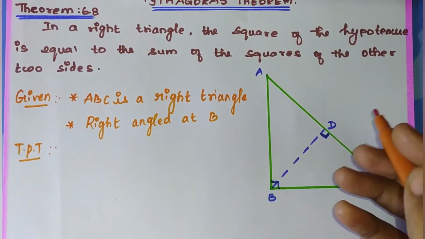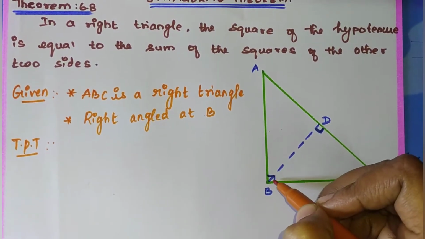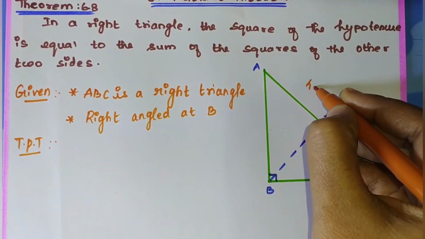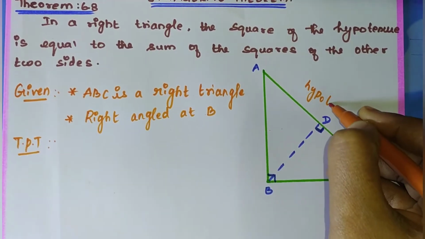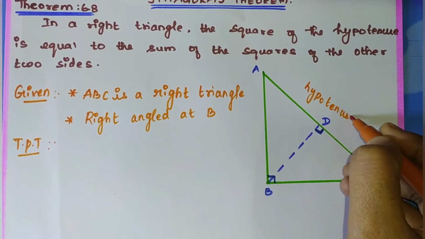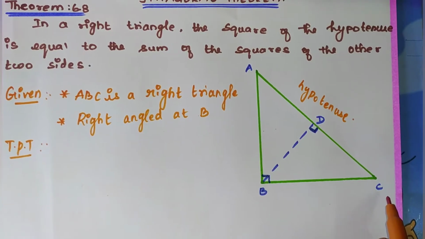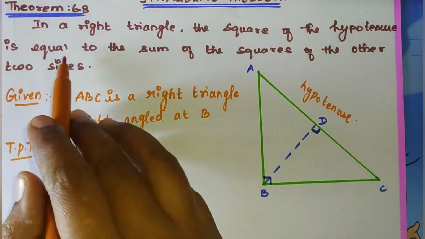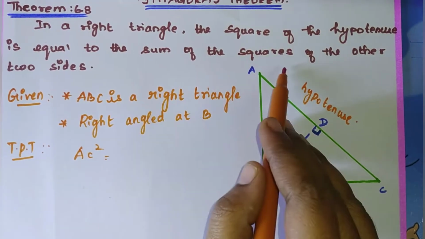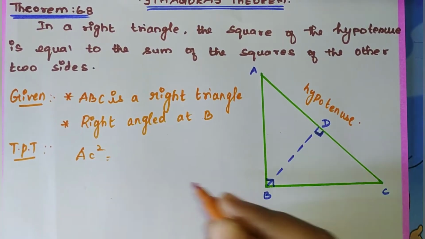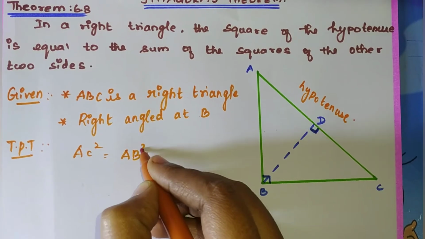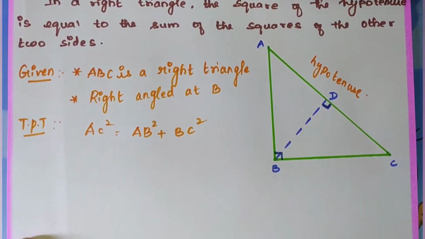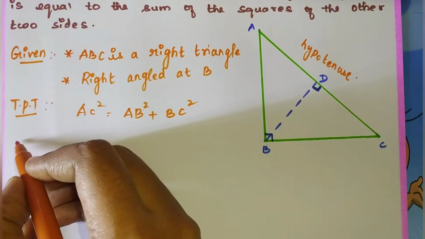Prove that the square of the hypotenuse. Which one is the hypotenuse? The side which is opposite to the right angle is the hypotenuse. This is the hypotenuse. So AC square, the square of the hypotenuse, is equal to the sum of the squares of the other two sides, AB square plus BC square. This only we have to prove. Clear? Now proof.